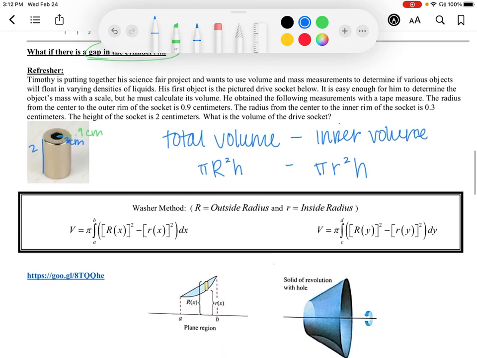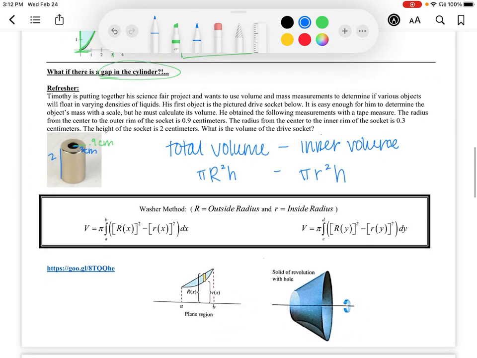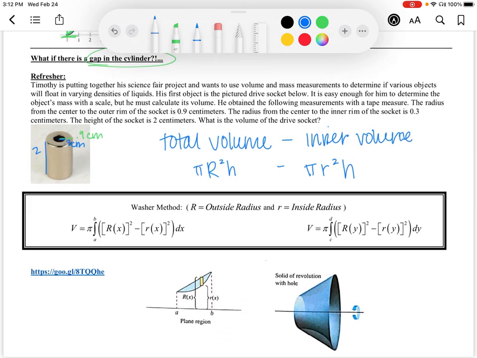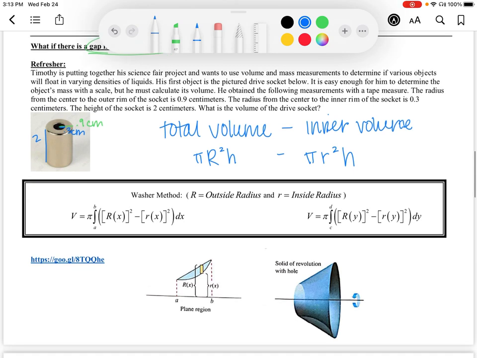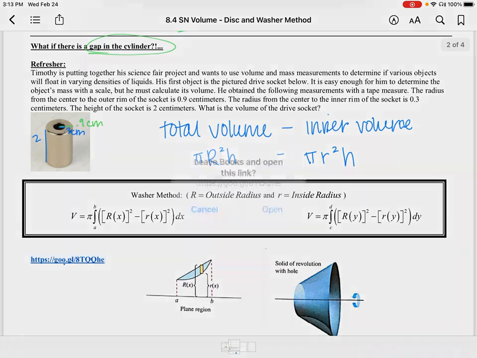And that's what we're going to do here, and this is called the washer method. So you're going to take the big outside part and subtract the little inside part. So this is what happens if there's a gap there, if it's not touching where it revolves around the axis. So I once again have a little video, so let's click on this video maybe. Oh, I got to move the pen off, that's what it is.